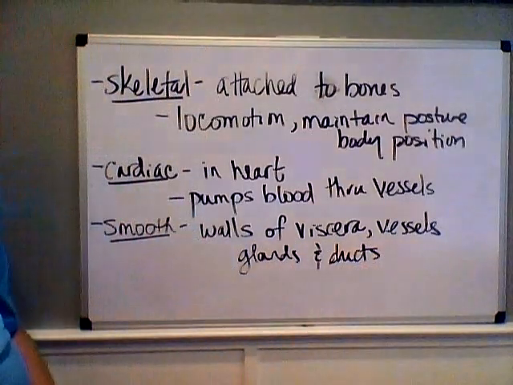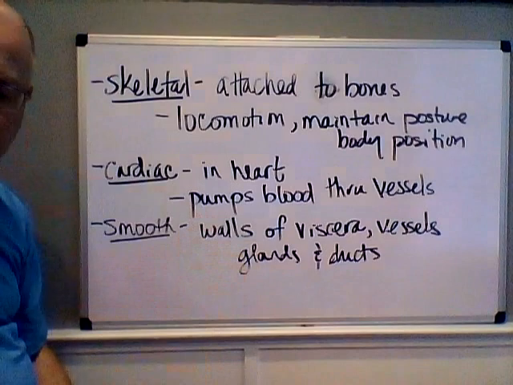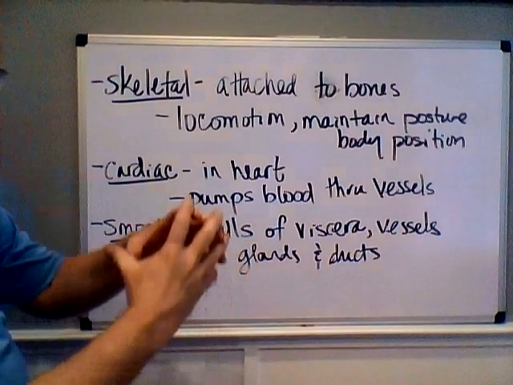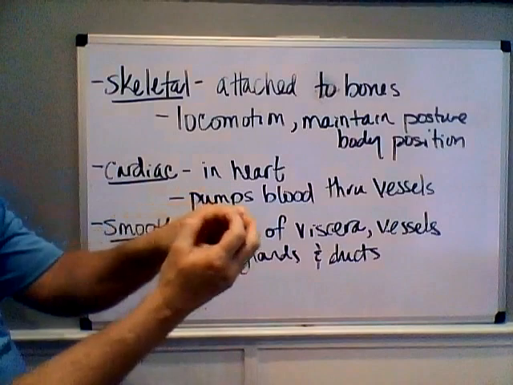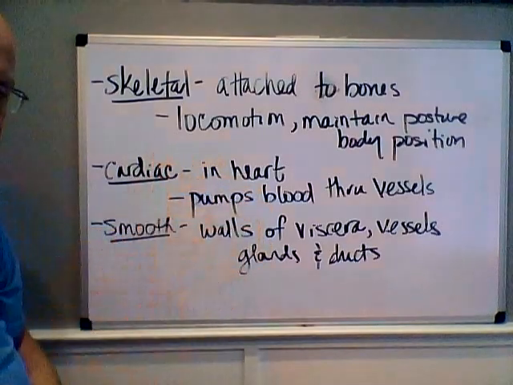So, let's talk about this. Most of your soft viscera has smooth muscle in it. For example, the digestive tract. Your stomach has muscles in the walls that allow it to squeeze and churn and twist and mix food up.